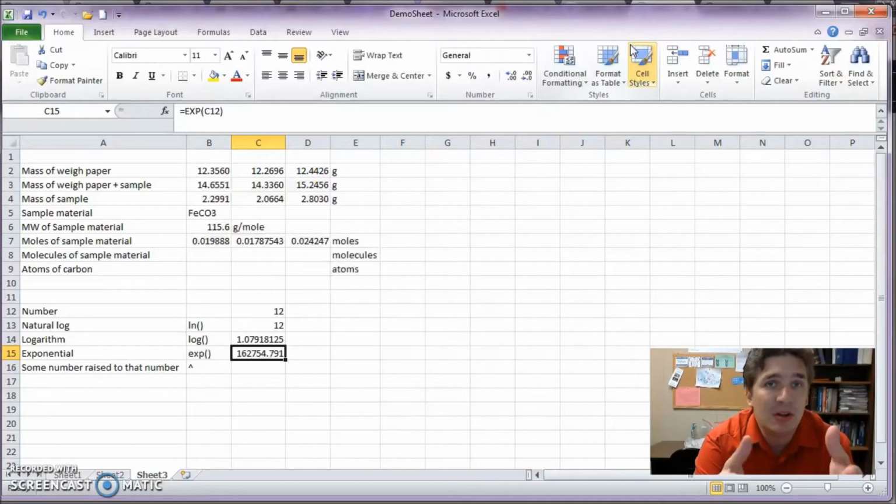They don't have to be called on their own within a cell, so you can actually use these in conjunction with other things. The big thing to keep in mind is that these special operators, these special functions, have parentheses associated with them. So they're going to calculate the exponential or the natural log or the power, whatever is inside the parentheses.